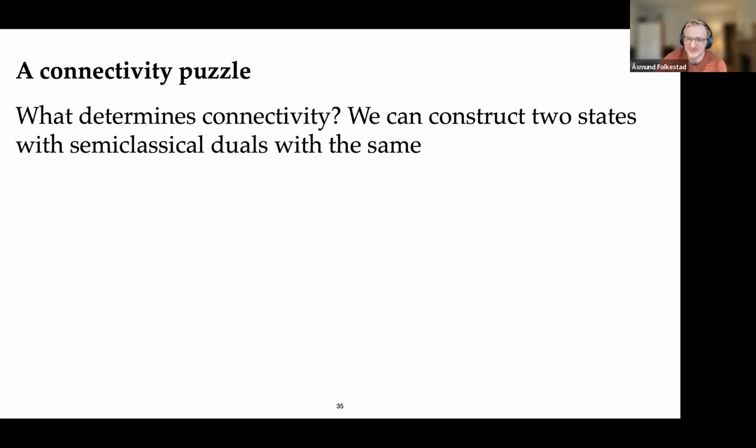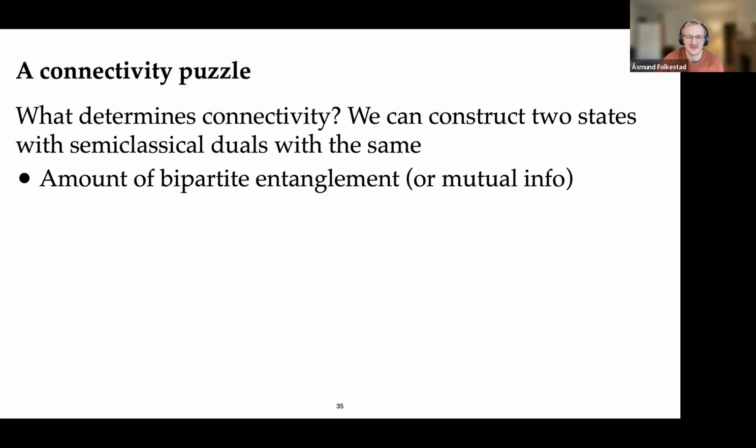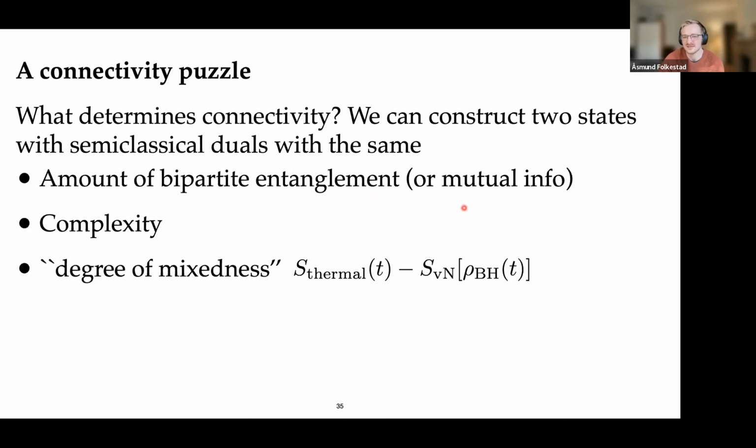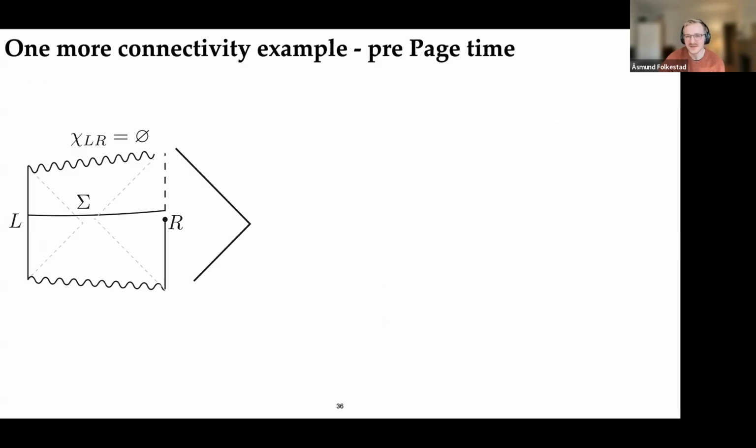So then what determines connectivity? We can construct two states with semi-classical tools with the same amount of bipartite entanglement, complexity, degree of mixedness, also mutual information, but they have different connectivity. I don't know. We can also write down another interesting example that maybe can give some inspiration for where to go to explore this in the future.